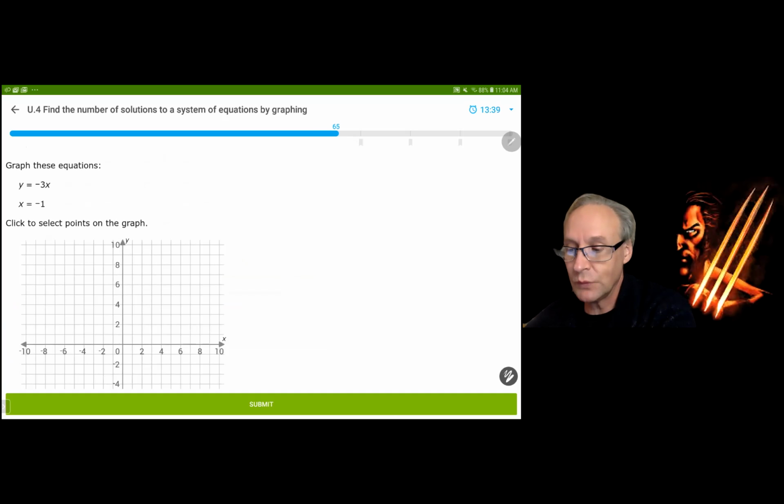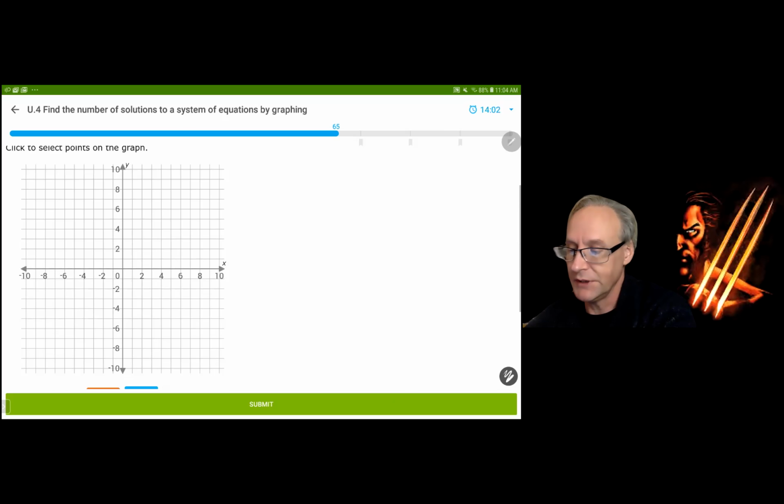Okay, so x equals -1 and y equals -3x. I'll bet that you can tell me what the solution is for that system. And this is a system of equations, even though x equals -1 is not a function. The system tells me that if I put -1 in for x, I get 3 for y. (-1, 3) will be my solution, and there will be only one. There can be only one.